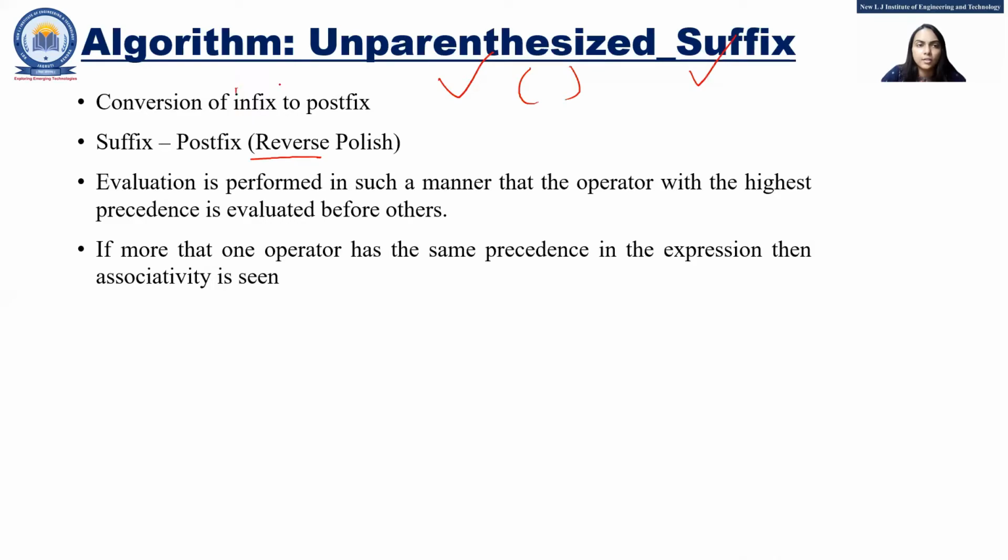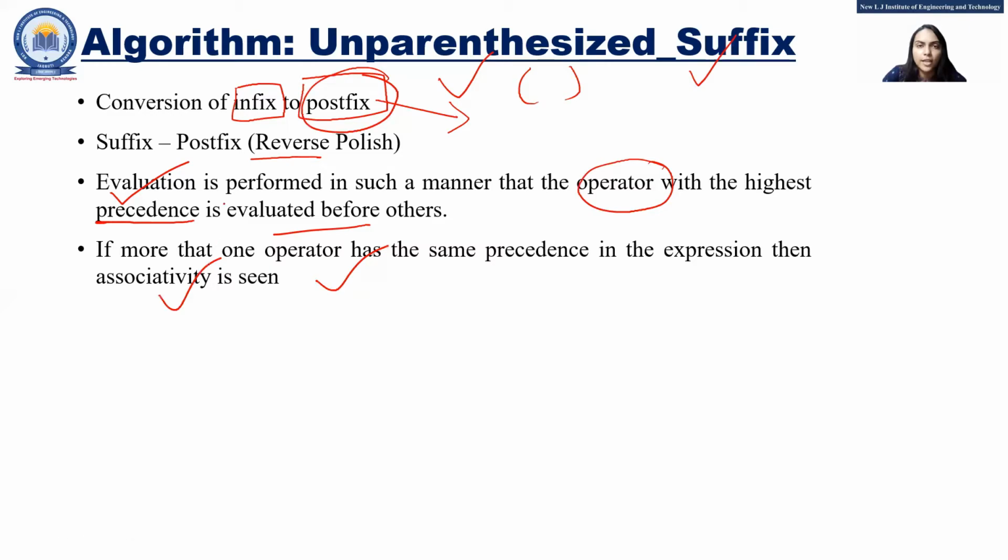Basically, this algorithm converts infix to postfix, and evaluation is performed in such a manner that operators with higher precedence are evaluated first before the others. So we will see how the infix string is converted to postfix, and then the stack uses this postfix string to evaluate the expression. If more than one operator has the same precedence, then we will see the associativity.